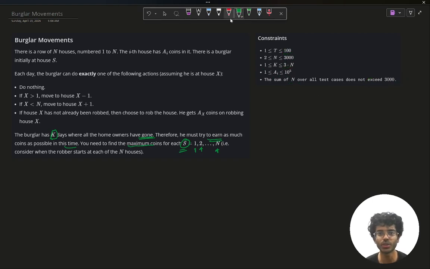Seeing the constraints, we can say that the expected time complexity may be something like order of n times k, because n times k would be less than or equal to 10 to the power 8, or it can also be order of n squared, some quadratic time complexity like this.